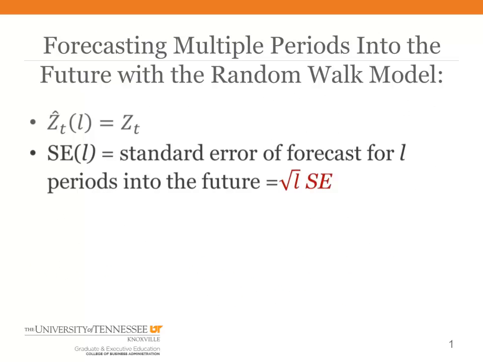And next we're going to talk about, suppose I'm using my random walk model to forecast more than one period into the future. How much confidence do I have in that forecast? Well, it turns out this is true only for the random walk model. There will be different formulas for other models that we will develop in the future. But for the random walk model, the standard error of the forecast for L periods into the future, which we will denote SE sub L, is equal to the square root of L times the 1 week standard error.